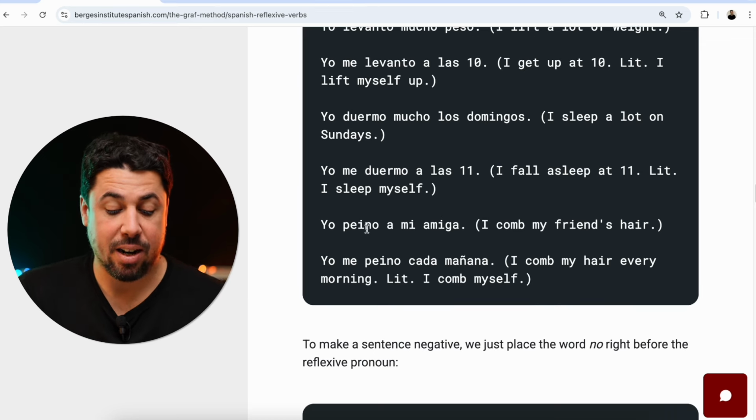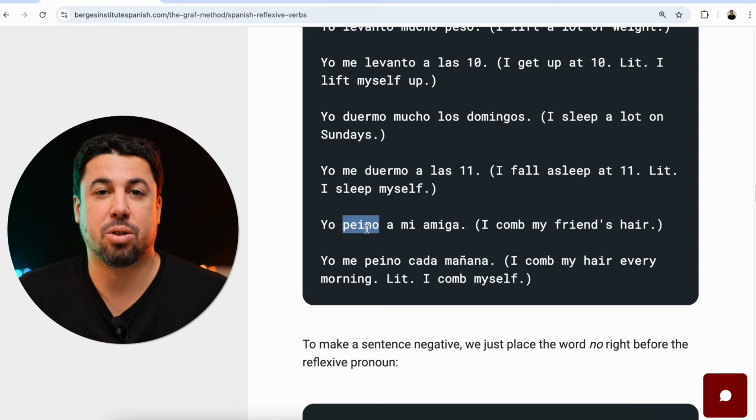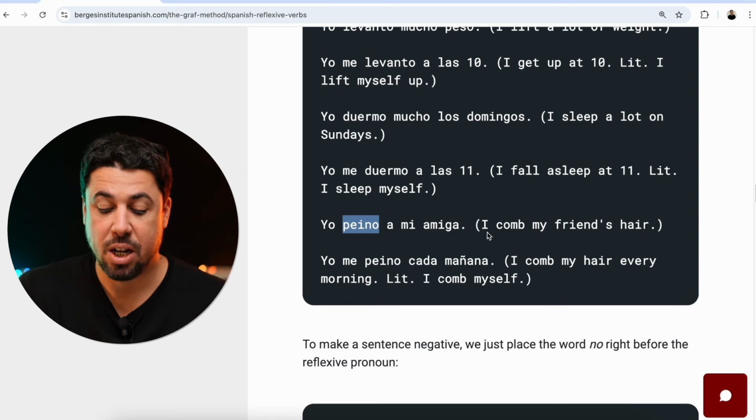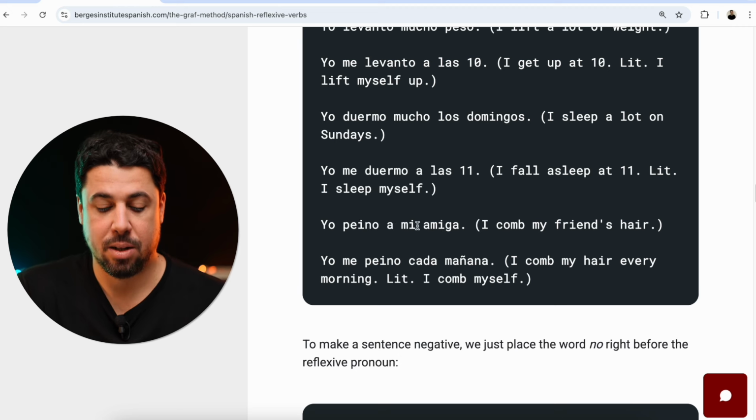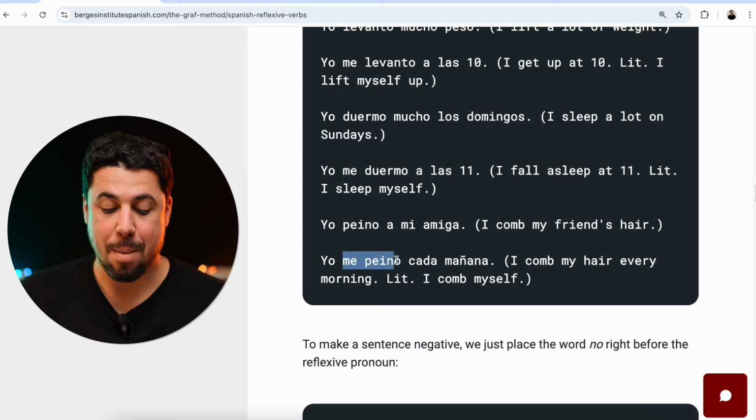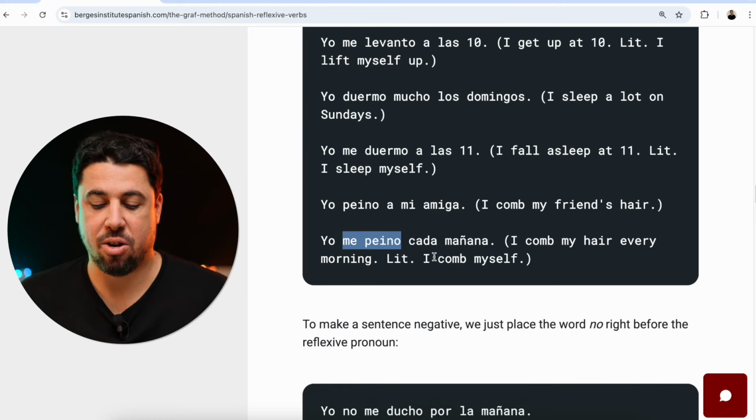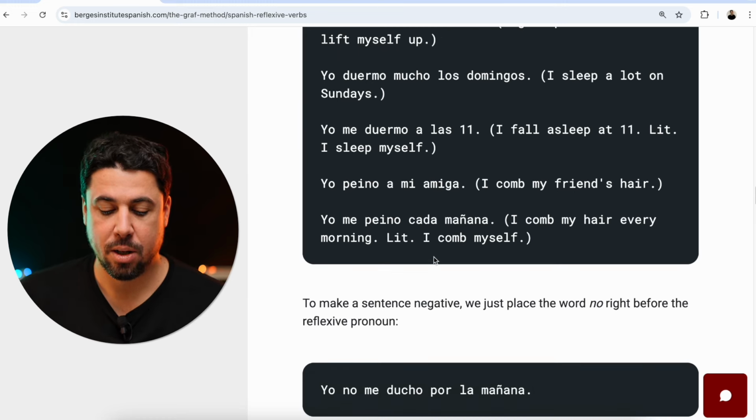And then peinar, the meaning in this case, it's the same. It's just to someone else or to ourselves. So I comb my friend's hair. Yo peino a mi amiga. However, I comb my own hair. Yo me peino cada mañana. I comb my hair every morning.